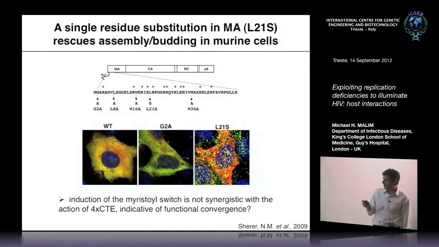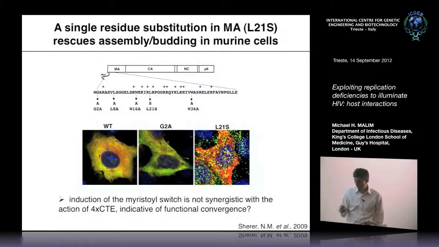We did a whole load of experiments. This was mainly work by Nathan Shearer, a former postdoc in the lab, and he showed that, in fact, the changes in the gag protein are not synergistic with effects of the CTE, arguing that these two elements are not different steps in the assembly process. We, in fact, think the myristoyl switch and the RNA export pathway somehow converge in some way to promote virus assembly. And, of course, the long-term goal of the lab is to try and understand the details of that.